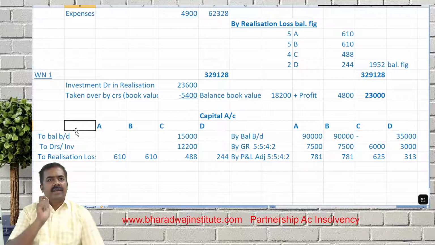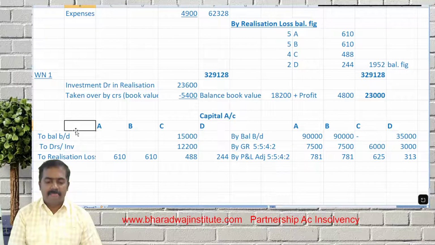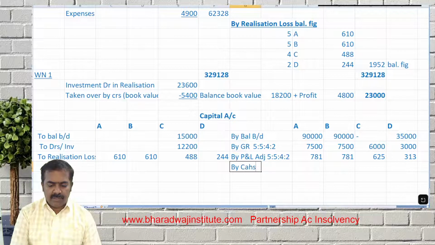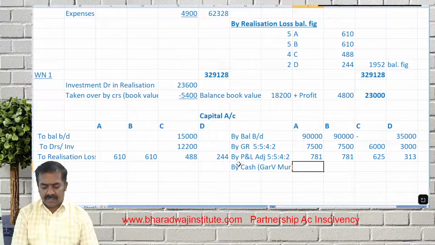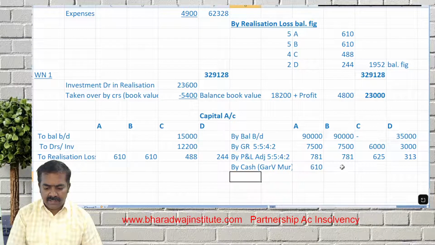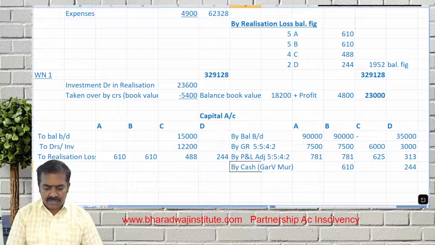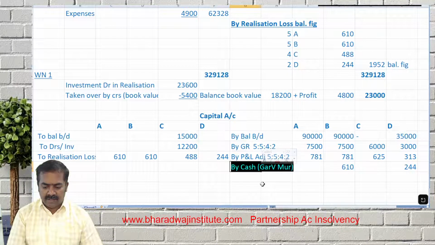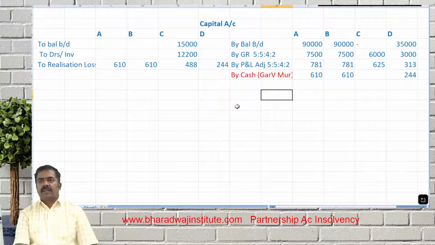I told you already, if there is an insolvency, the first thing the solvent partners should do is bring in cash equal to the share of loss in realization, because of Garner versus Murray. Okay, who are the solvent partners? A, B, D. They should bring cash equal to which one? Share of loss in realization. This must be done. 16 and now it's 244. This must be done.